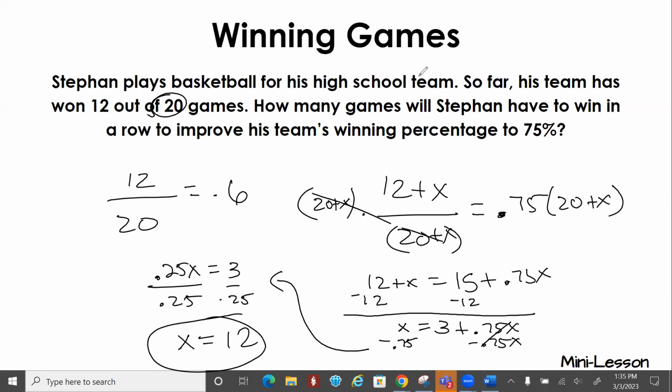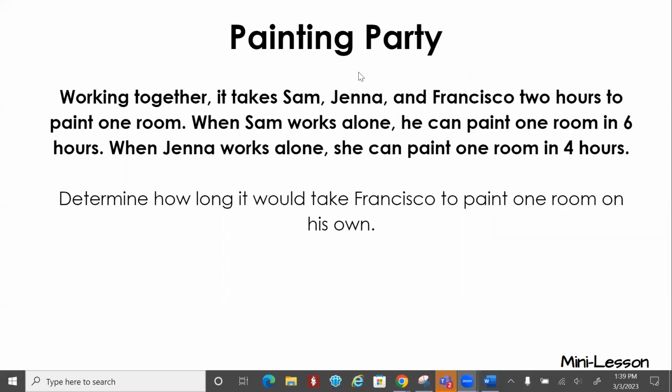Ready? Working together, it takes Sam, Jenna, and Francisco 2 hours to paint one room. So on your paper, I would say Sam plus Jenna plus Francisco, it takes 2 hours. When Sam works alone, he can paint one room in 6 hours. So Sam can do it in 6 hours, and Jenna can do it in 4 hours. Okay, how long would it take for Francisco to paint one room on his own?